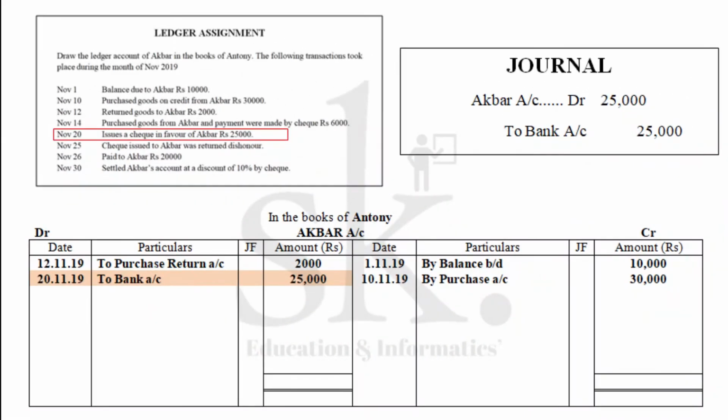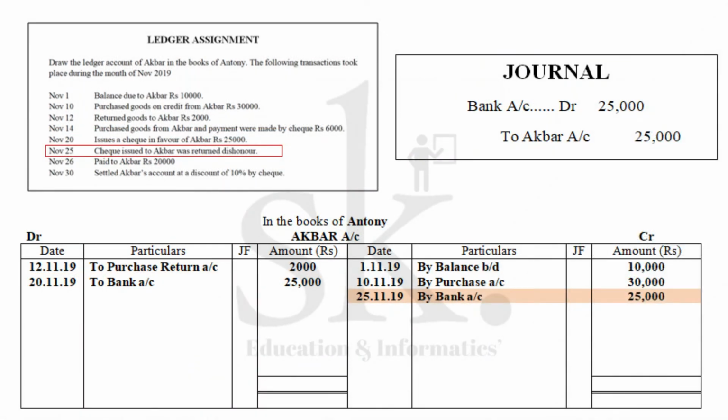On November 20th, issued a check in favor of Akbar rupees 25,000. So a fresh check has been issued for rupees 25,000. The journal entry is Akbar account debit to bank, because you are paying Akbar. Akbar is a receiver, personal account. So Akbar account debit to bank. So in Akbar's ledger, on the debit side, on 20th of November, to bank account 25,000.